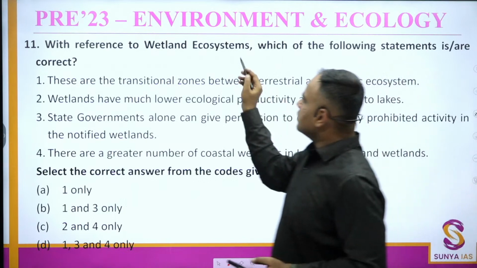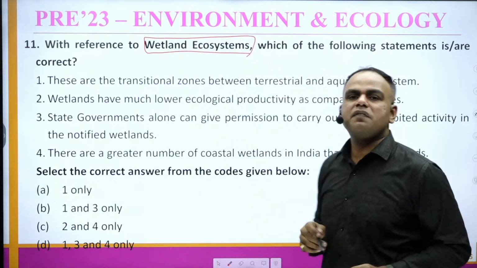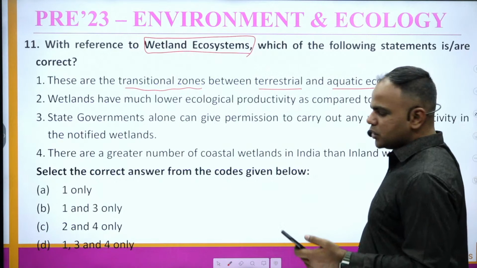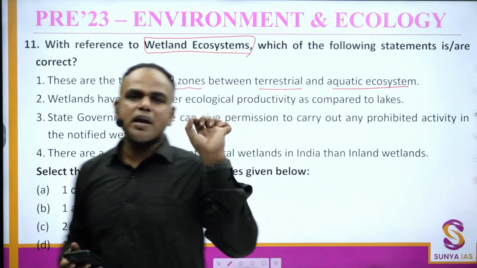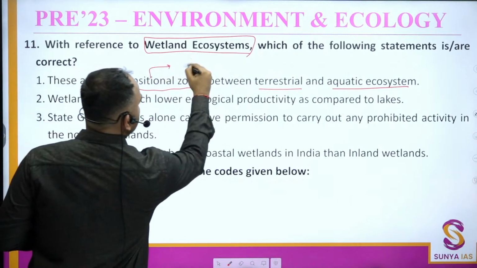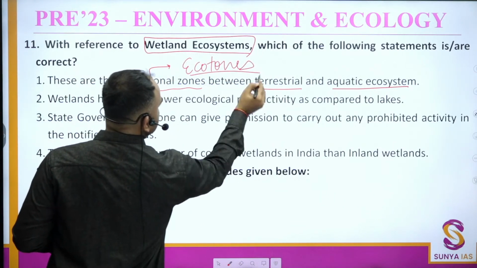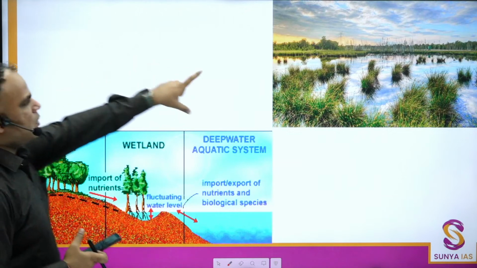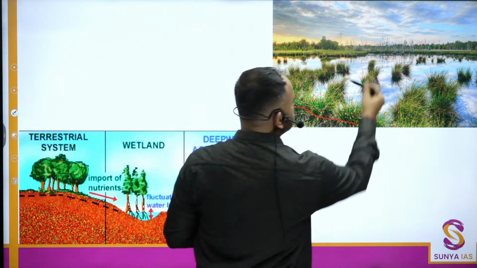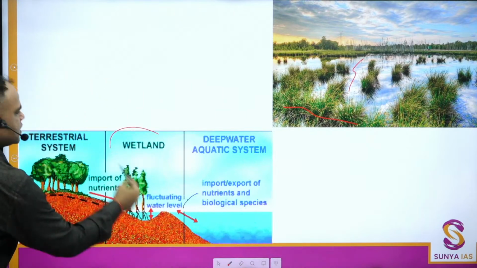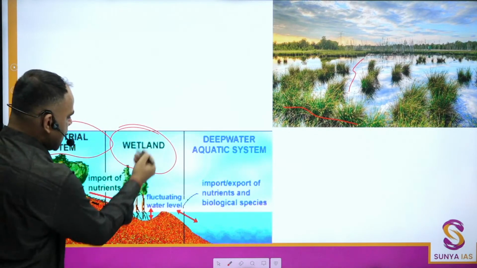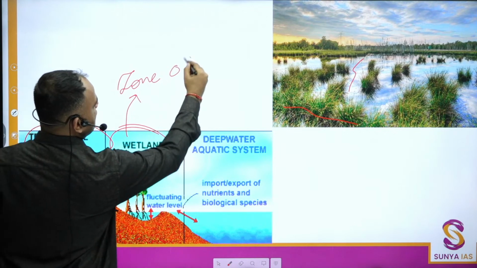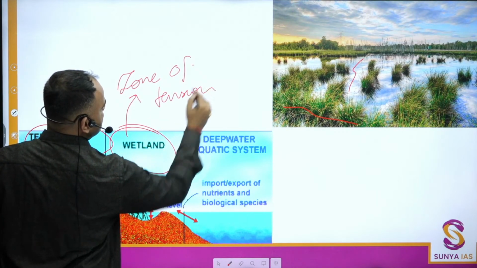Now this is a good question to improve your understanding of these wetland ecosystems. Very first statement, these are transitional zones between terrestrial and aquatic systems. Yes, this is true, which is why we call these ecotones. So let's say these are your wetlands. You have the terrestrial part, land based, and the aquatic part. This junction of terrestrial and aquatic is known as the wetland, the zone of junction or the zone of tension, defined properly when we talk of ecotones.